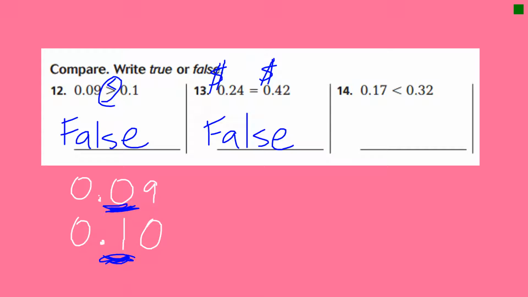All right, 14. 17 hundredths is less than 32 hundredths. One more time, guys. Look at the place value. That's tenths. That's tenths. Which one has a greater value? Well, 3. Yeah. 3/10 is greater. Ooh, so this one is true. Finally a true one, right? And you could also think about it like money. 17 cents is less than 32 cents. All right, fantastic.